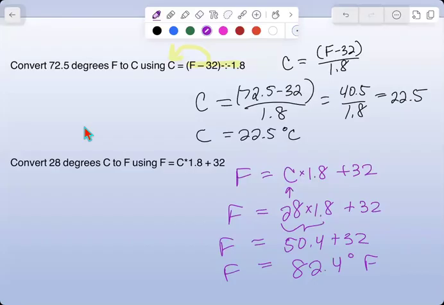Again, check the official conversion chart, print it out. If the Celsius and Fahrenheit formulas are not there, please make sure you have those memorized. If they're there, just practice using them.